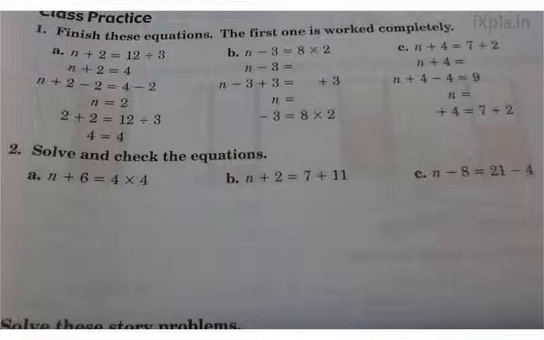So I've got the first page up on the screen right now. And 1a, well, let's look at 1. The directions say finish these equations. The first one is worked completely. So the first one, letter A, that one is all done for us. And now we're going to do B. It starts with n minus 3 equals 8 times 2. And what we're wanting to figure out for our answer is what does n equal? That part there is what we're looking for.